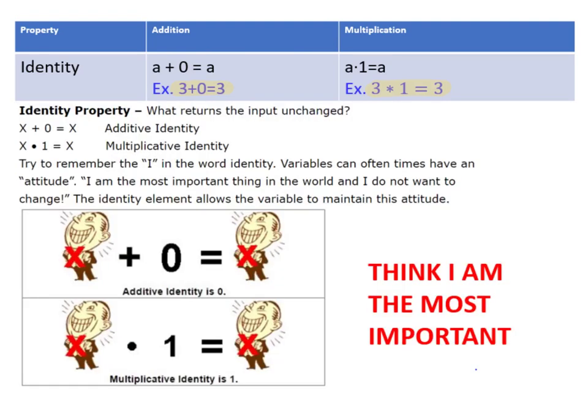Now, to help you remember this, we have what is given to us below. You want to think of it as keeping your identity. Try to remember that I is the most important part of the word. Variables can oftentimes have a meaning, and you want to remember that I am the most important. I am the thing that doesn't want to change. In both cases, that x, or whatever that number is, is what is staying the same. So think, I am the most important. I don't want to change.